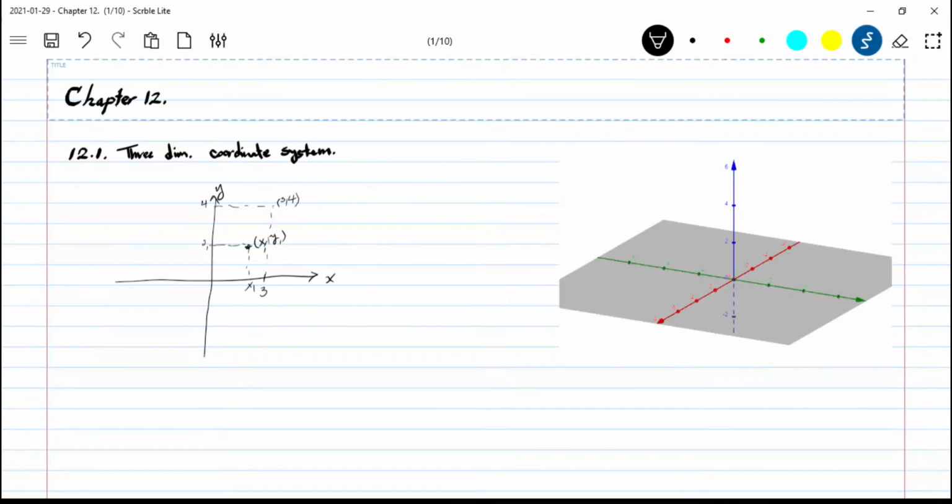We can extend the same idea to three dimensions. For three dimensions, drawing is a bit difficult, so here I already have this picture. This is our corresponding x-axis. This is the corresponding y-axis. So this is the plane that we have in 2D. The same picture that we see here is this gray plane.